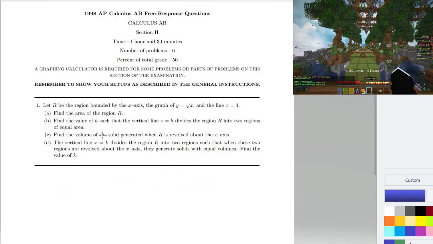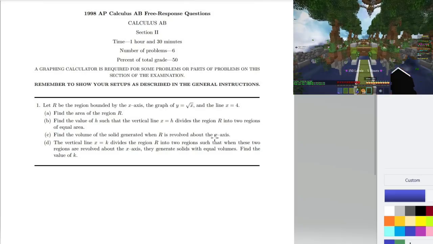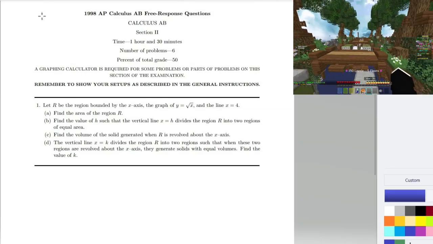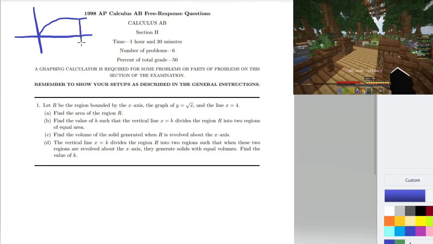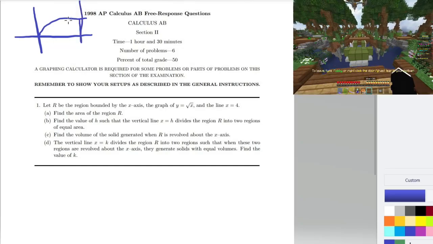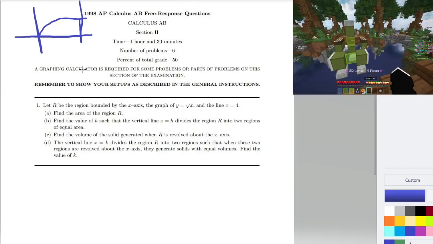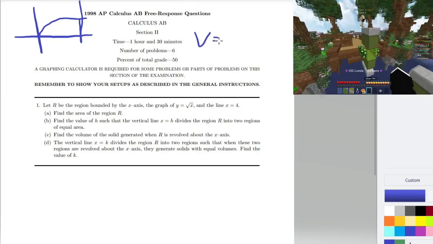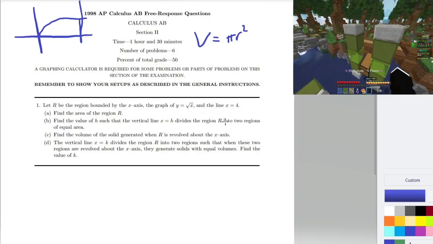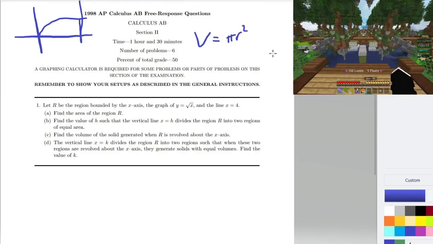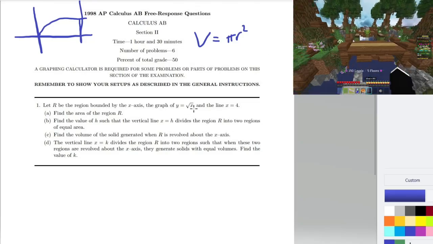Part C, find the volume of the solid generated when R is revolved about the x-axis. So again, we're just going to have the same shape here, the same bound, and it's going to be revolved around this axis here. So again, not too bad, as long as you can remember that V is equal to pi r squared for when you're revolving something about an axis. And again, it's the x-axis. We have y in terms of x, so we're set.